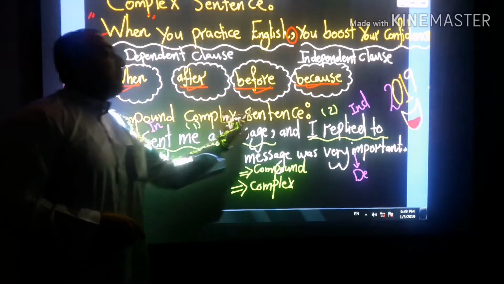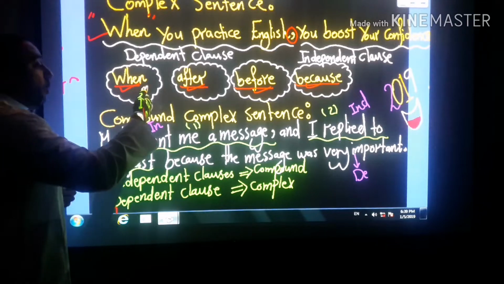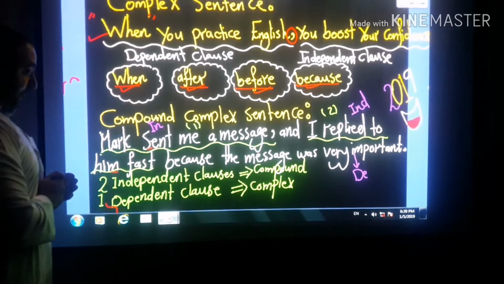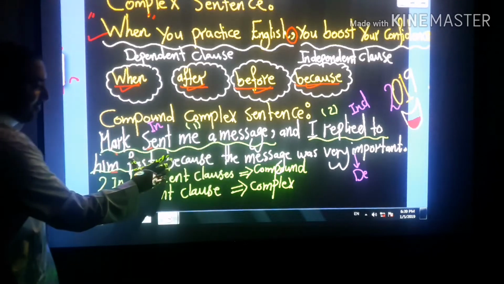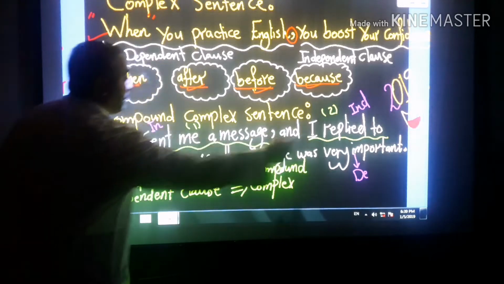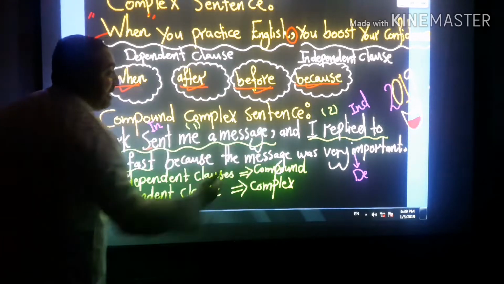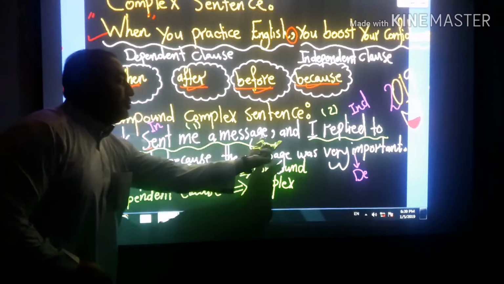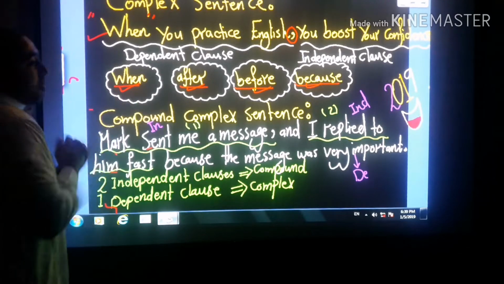Now the compound complex sentence. What is the compound complex sentence? Look at the title itself. We have a compound and a complex sentence joined all together. Look at this example. Mark sent me a message. This is a complete thought, an independent clause. And I replied to his message fast. This is another independent clause. You remember that when we have two independent clauses joined by a conjunction in the middle, we call this compound. Excellent. It's a compound sentence.